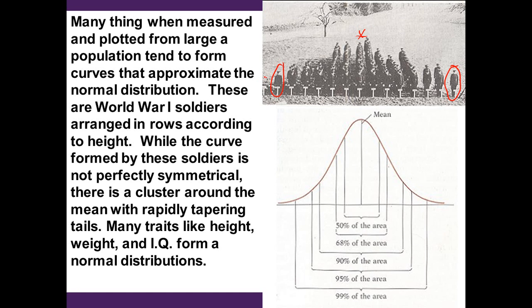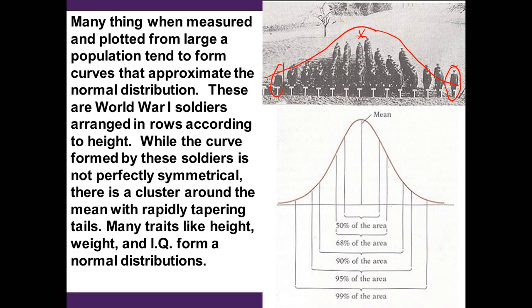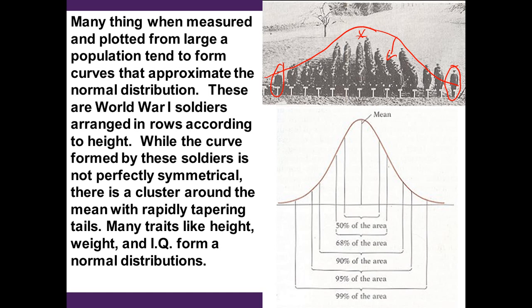And if you were to draw this, you would find something that looks like a bell-shaped curve, and it would form a normal distribution. Now, it's not perfect because, for instance, that row right there is a little short, or this one here is a little bit taller. But at any rate, if you had like 10 times the number of soldiers, then this would smooth out even more, forming a true normal distribution. There are many traits like height and weight and IQ that when you measure them will form a normal distribution.